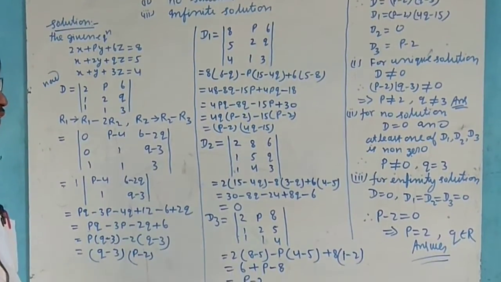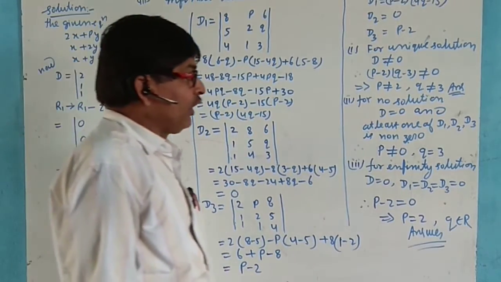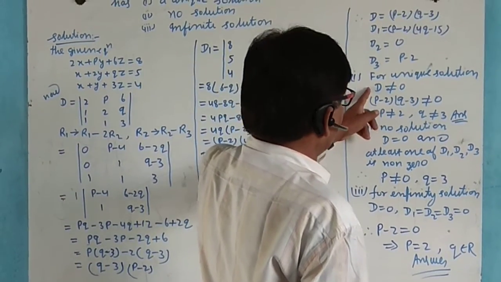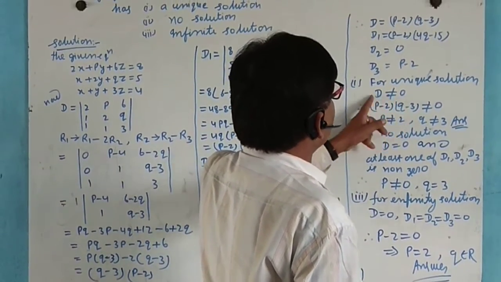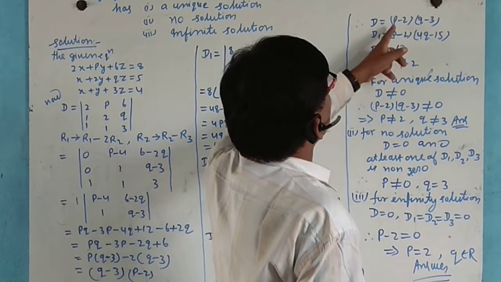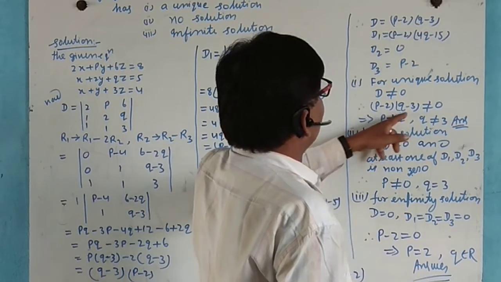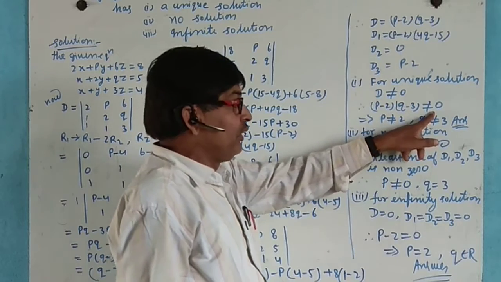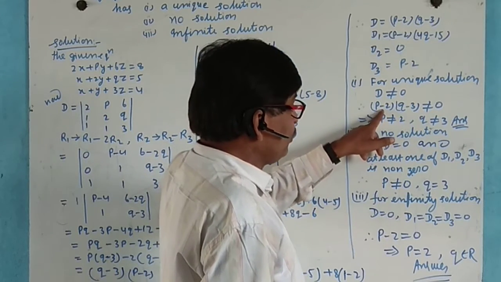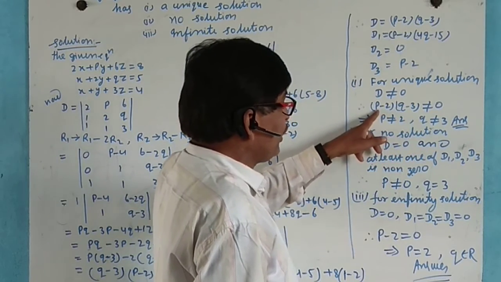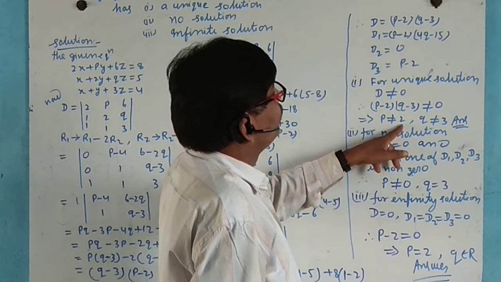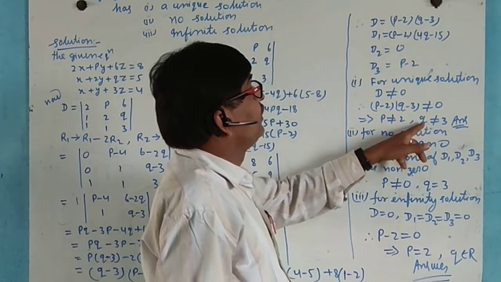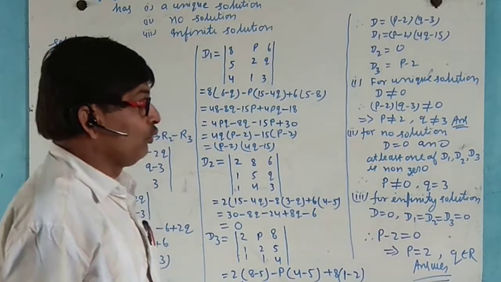Now for a unique solution, as you know, d does not equal 0, so the value (p minus 2)(q minus 3) does not equal 0. It means that p minus 2 does not equal 0, so p does not equal 2 and q does not equal 3. This is the required solution.